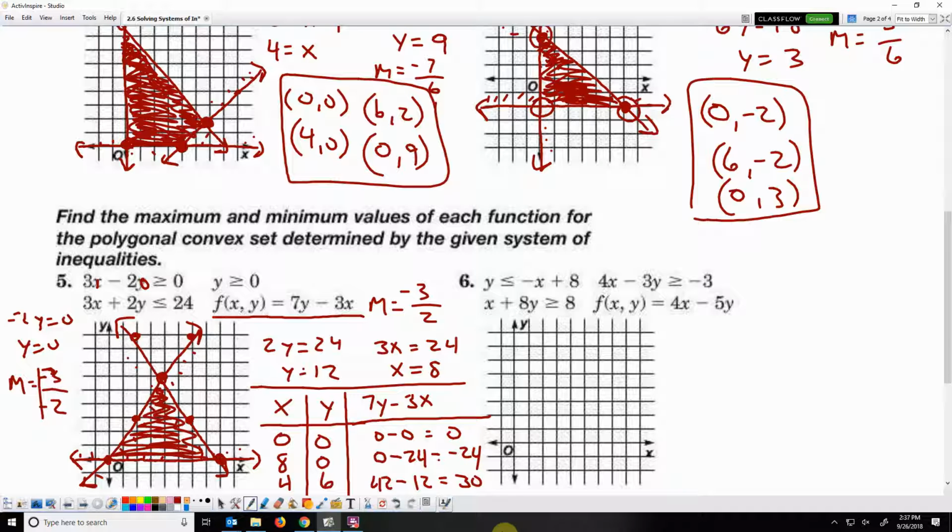So we are asked for a maximum and a minimum value for this function given those coordinates. So for this one, my maximum is the highest output, that is 30, and the minimum is the lowest output, which is negative 24.